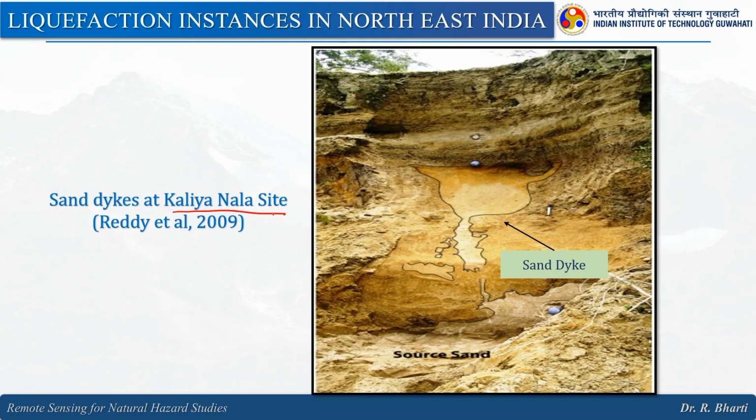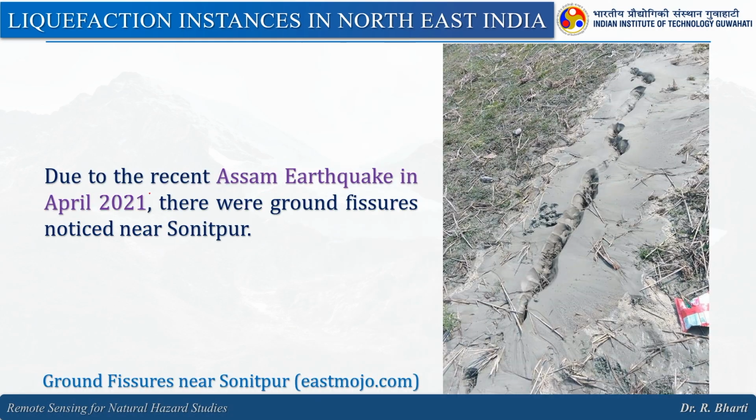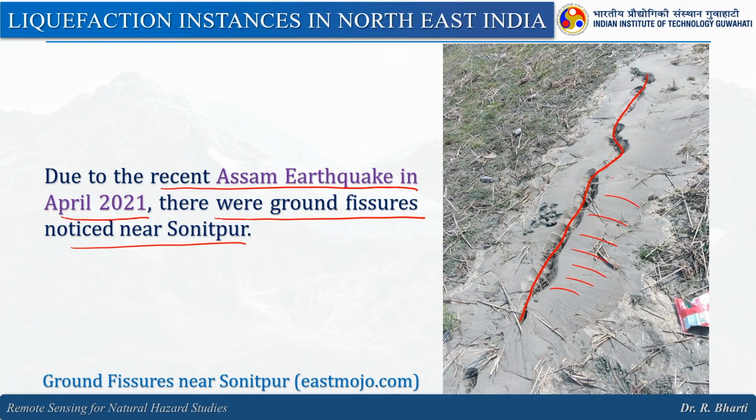Then the Kalyanala site, again from Reddy et al. 2009, and here you can see the presence of sand dikes, right, and this is the source sand. So how it has reached here. Due to the recent Assam earthquake in April 2021, ground fissures were noticed near Sonitpur. Here you can see this particular fissure that was identified, and also very fine grained soil, the fine soil, which is not present in the surrounding area. So this is from Sonitpur, where ground fissures were identified.